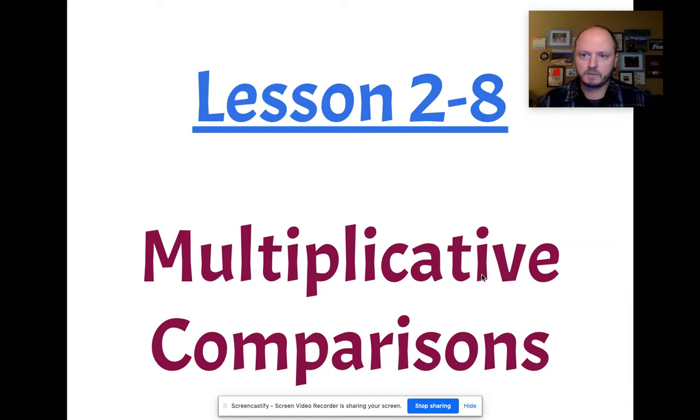That is quite a mouthful, isn't it? But as we learn about multiplicative comparisons, you'll discover that the hardest part about it is just actually being able to say it. So let's get into it.